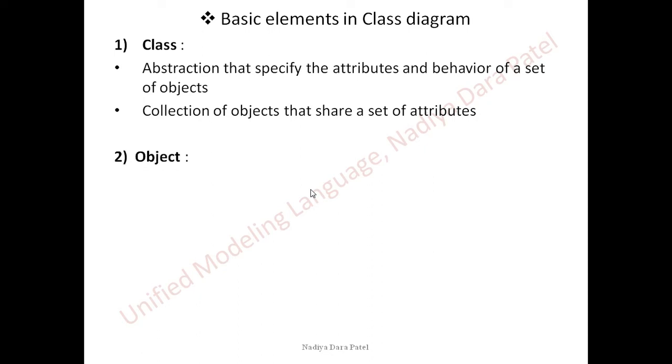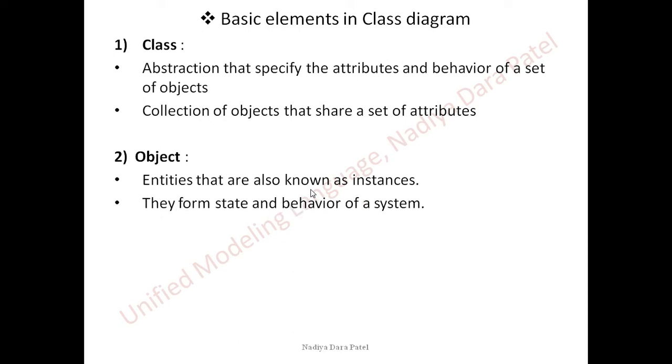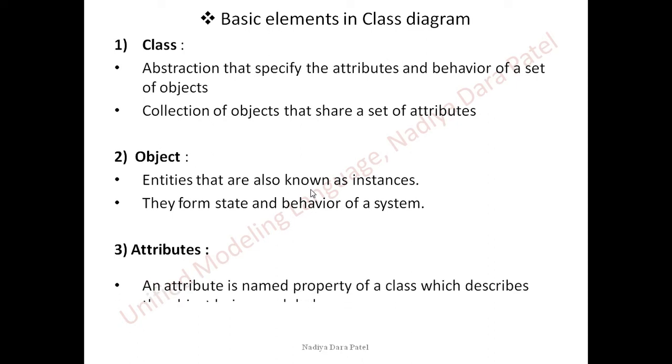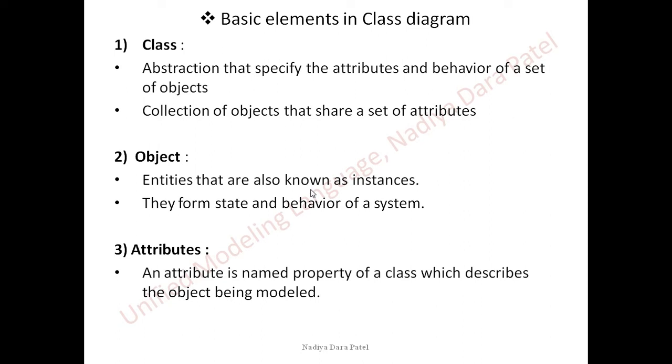Let us go through the second element, which is an object. Objects are entities that are also known as instances. They form the state and behavior of a diagram. And finally, the attributes. Attributes, we can say, are properties, or we can also say they are operations. An attribute is a named property of a class which describes the object being modeled.